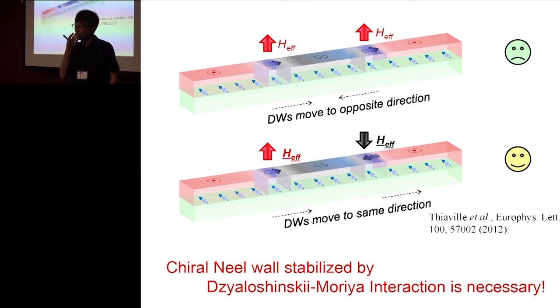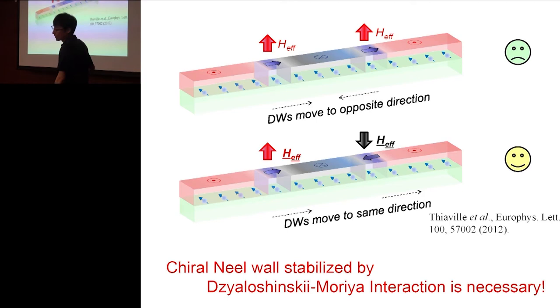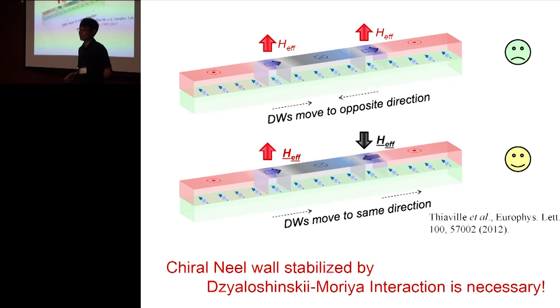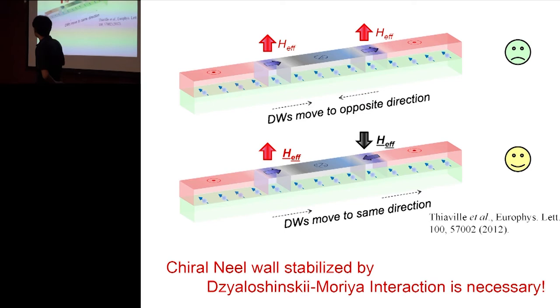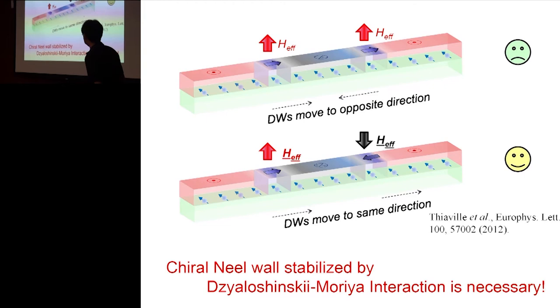To resolve this problem, we should have this kind of spin structure. In this case, we have the alternating effective magnetic field, up, down, up, down, up, down, which moves our domain walls in the same direction. So this is the proposal by Andre Thiaville in Paris. What's the difference? The difference is chirality. In the case of the lower panel, we have upward, rightward, downward, leftward, upward. Meaning, from left to right, we have a clockwise spin structure. It's chiral. So we should have this kind of chiral spin structure. And this should be stabilized by the Dzyaloshinskii-Moriya interaction. So we need Dzyaloshinskii-Moriya interaction.